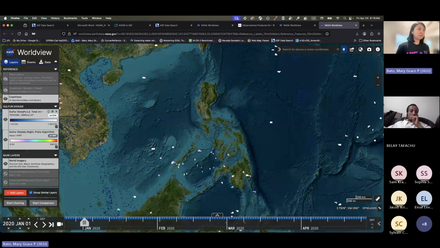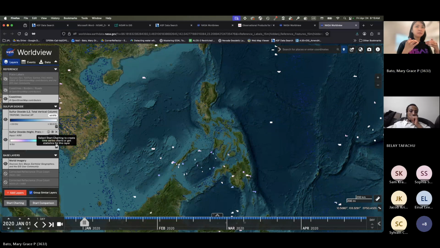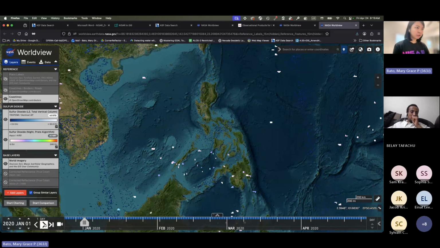So I have turned on both the TROPOMI and the Aqua imageries here, and you can see that they are in Dobson units. So 1 DU is equal to 2.69 times 10 to the 16 molecules per square centimeter. It indicates the number of SO2 molecules in the atmosphere column per unit area, basically. But again, they're not sensing the same part of the atmosphere. So we can just go through it.